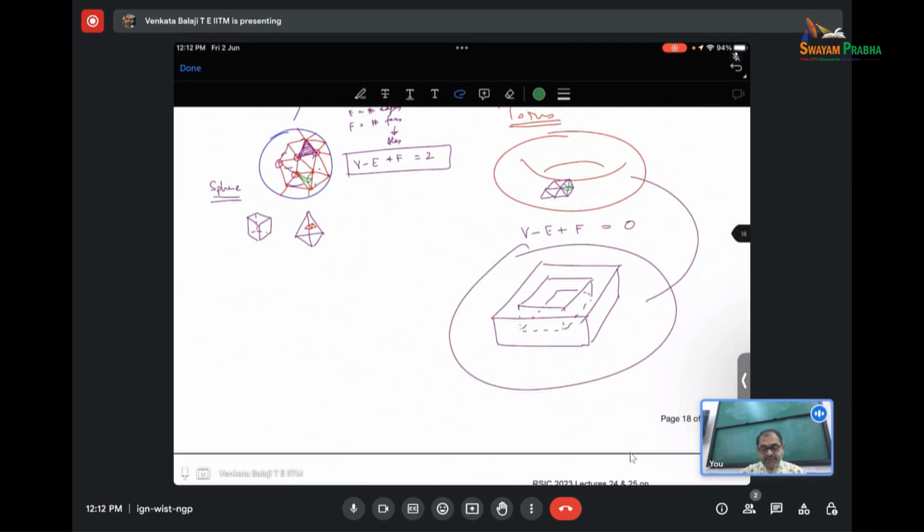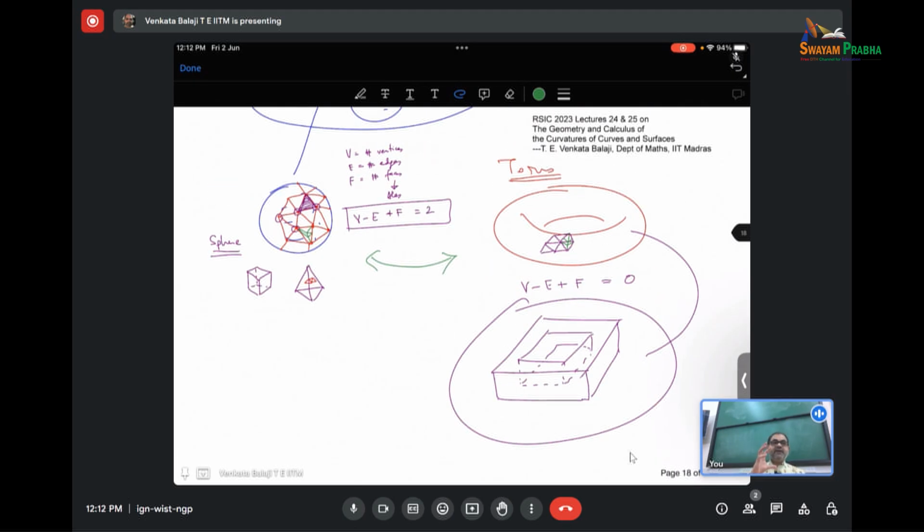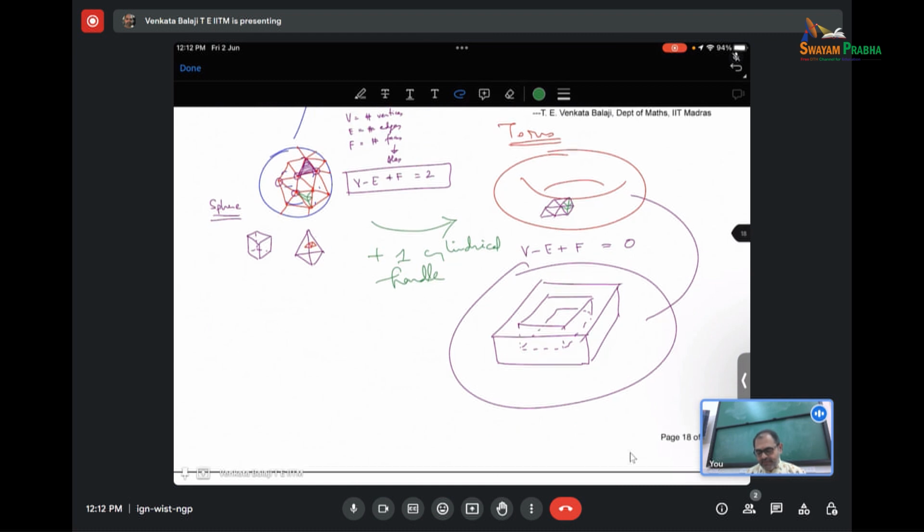So the point is that there is a sphere, then there is a torus. And the connection between the sphere and the torus is a matter of what is called topology. Basically, the torus is a sphere with one handle. So I'll put the arrow like this: this plus one cylindrical handle. So what is happening is that you are taking a sphere like this.